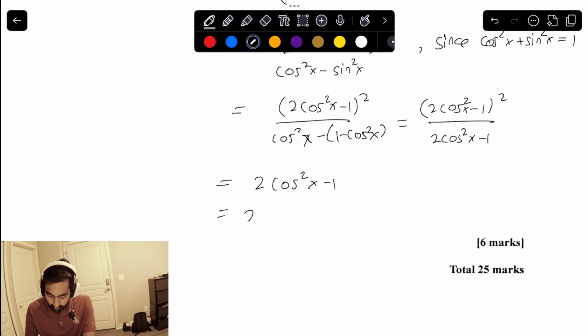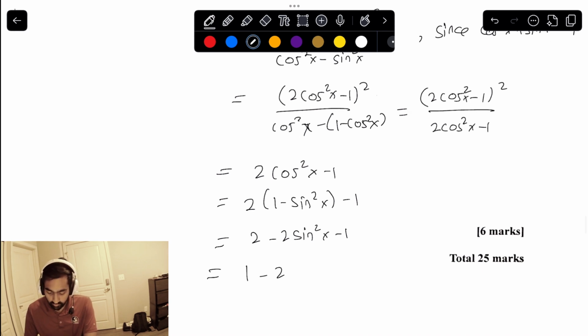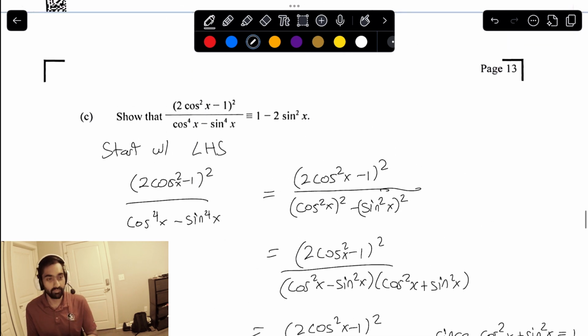I'm just going to say, okay, well, cos squared x is 1 minus sine squared x. So 2 times (1 minus sine squared x) minus 1, which is equal to 2 minus 2 sine squared x minus 1. And then if I collect the 2 and the 1, that's just 1 minus 2 sine squared x. And boom, that's exactly what we wanted to show. So we're done.